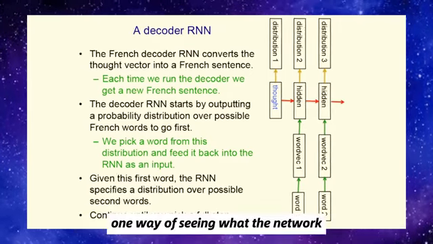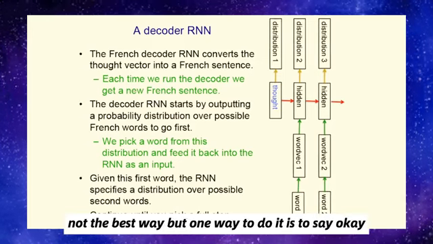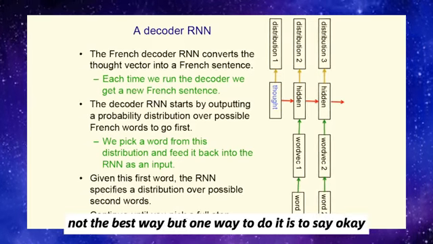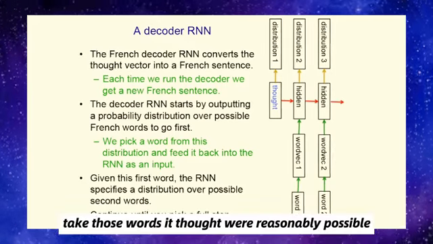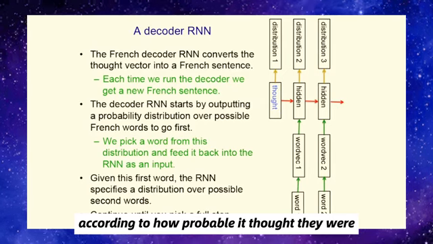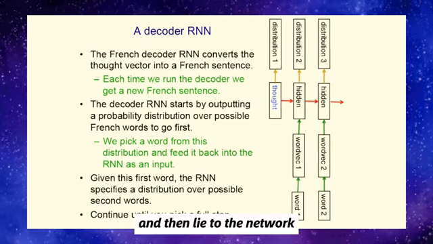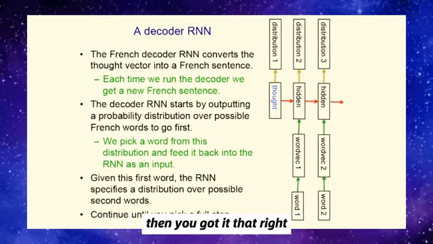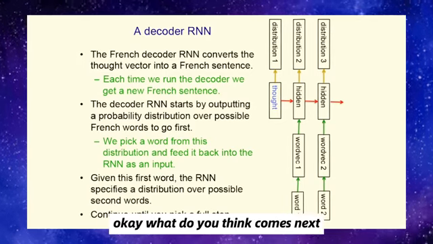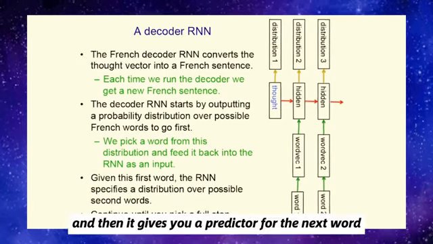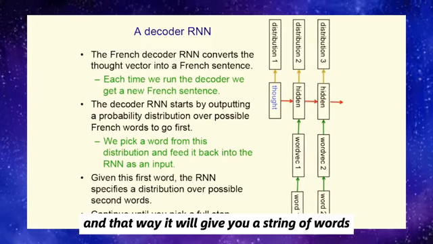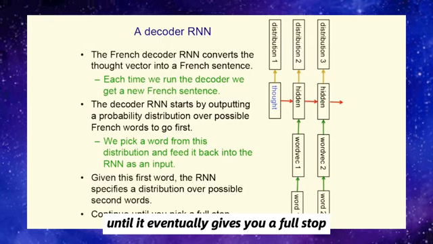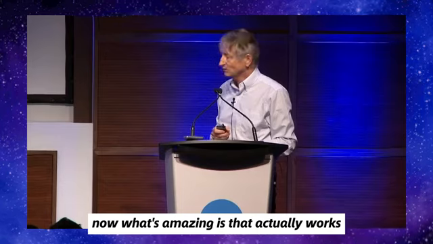One way of decoding the thought, not the best way, but one way to do it, is to say, OK, take those words it thought were reasonably possible, pick one of them according to how probable it thought they were, and then lie to the network. Tell it, OK, you got that right. What do you think comes next? And then it gives you a prediction for the next word. And you say, OK, you got that right. What do you think comes next? And that way, it will give you a string of words until it eventually gives you a full stop. And then that's the translation. Now, what's amazing is that actually works.